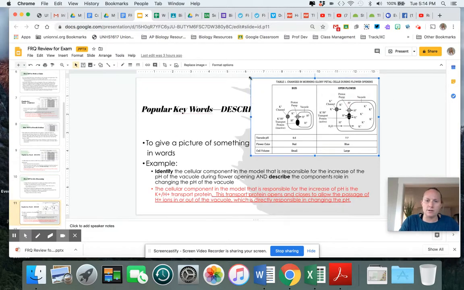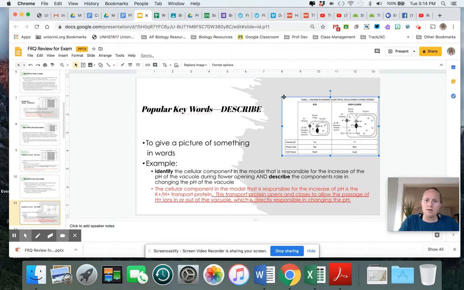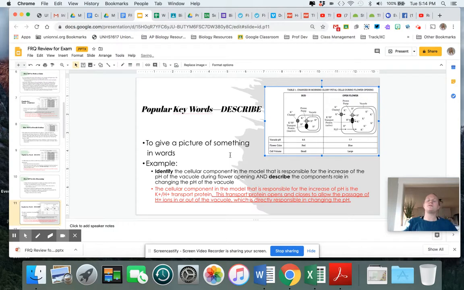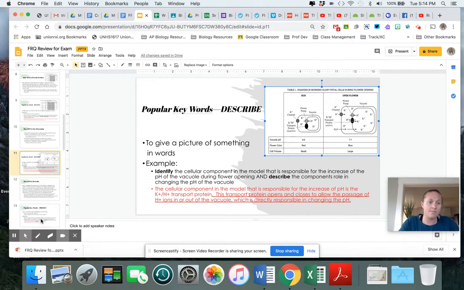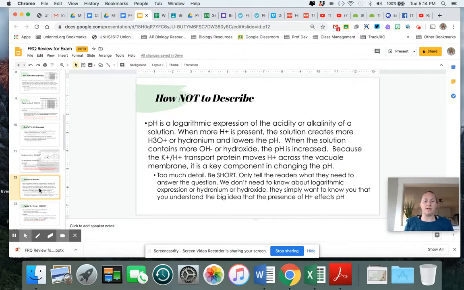Describe, sorry, some of these are wonky. For describe, you're just asking for a description of something, usually a diagram or some kind of picture, in words. So you're just describing what the diagram is showing you. Keep it simple. Don't over-explain. Okay, so like this example for description. This is way more than it was asking, okay? Keep it simple. Answer what they're asking specifically. Don't go overboard.